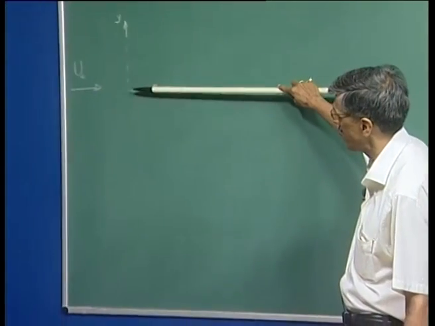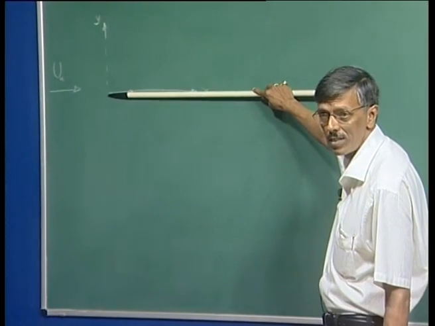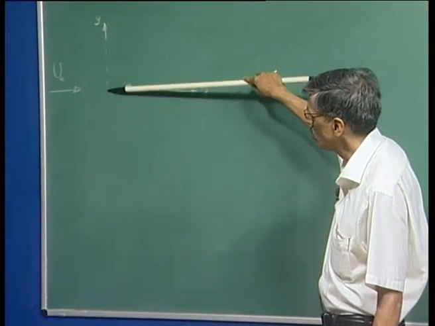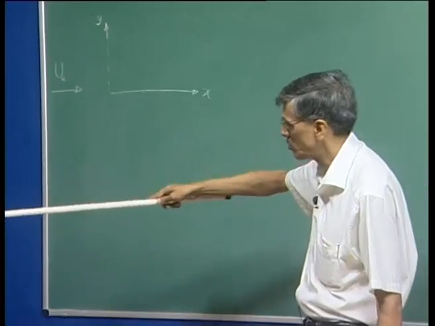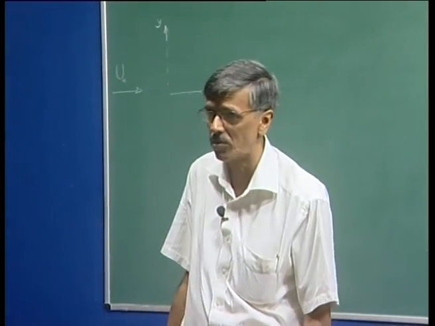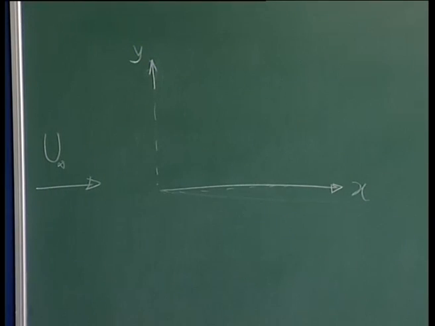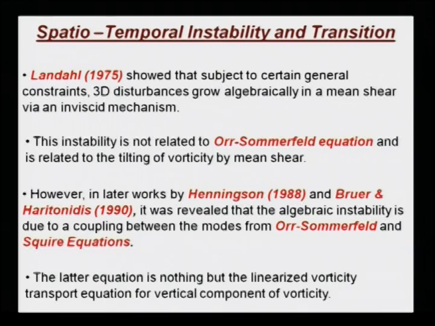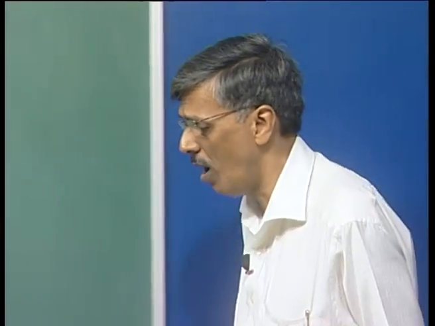So, suppose this is the plate that you have, let us say in the x direction the flow is. So, this Squire equation is nothing but the linearized vorticity transport equation for omega y. Now, what happens is that there have been sporadic efforts going on and off.